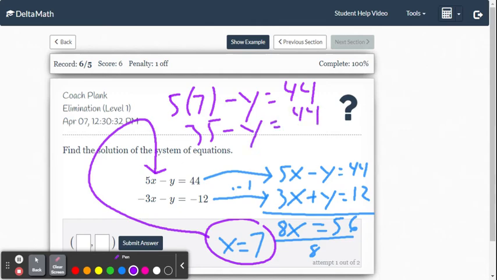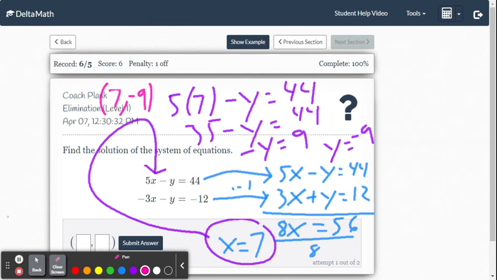And then let's go ahead and subtract 35 from both sides. Be careful here. It's negative 1y equals 44 minus 35 is 9, all right? And now we've got to multiply both sides by negative 1 or divide both sides by negative 1. So we're actually going to get y equals negative 9. Okay, so our answer, the ordered pair, x is 7 and y is -9. So that would be the point of intersection of those two lines.